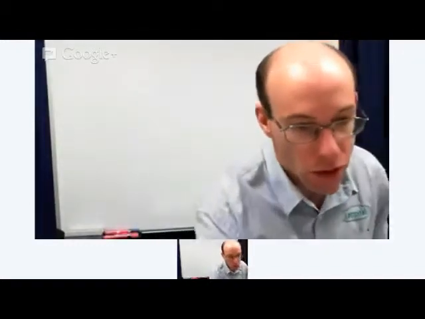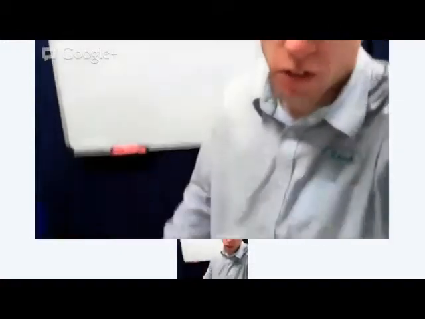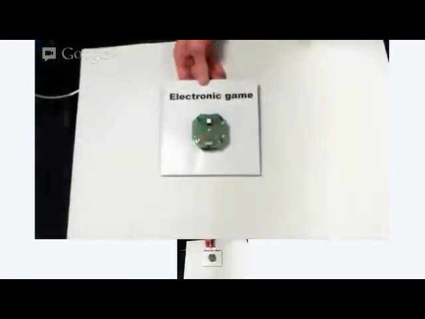So first up, I'm going to talk about the Kitronic electronic game, and then I'll be talking about how to use a transistor and what's actually going on there. So starting with the game, basically what you're looking at here is you've got 4 buttons and 4 LEDs, and it's got 2 modes on this.